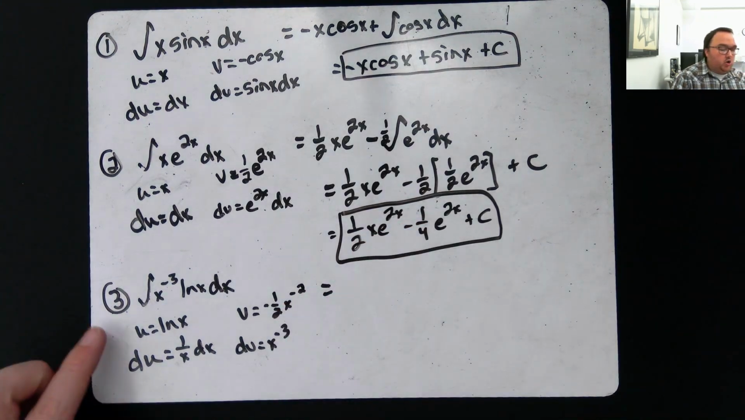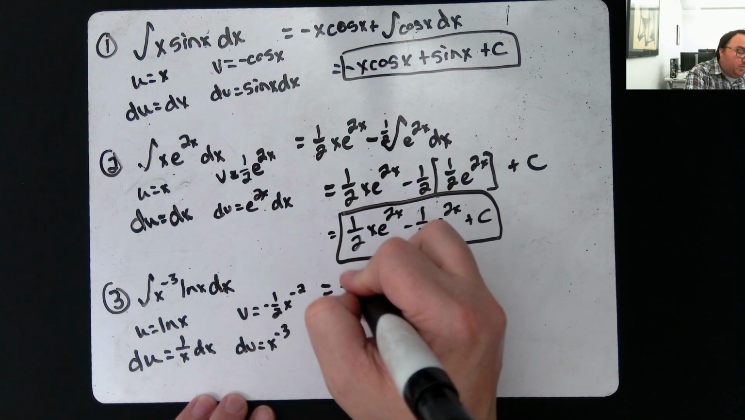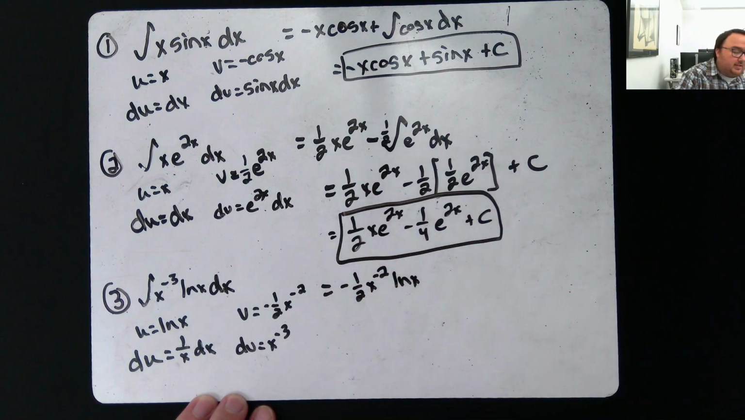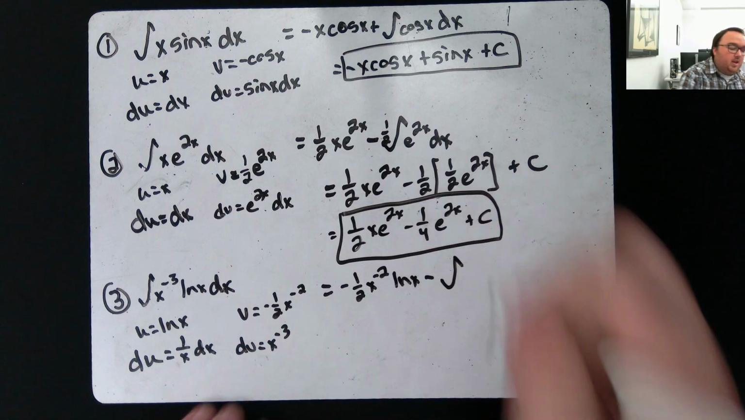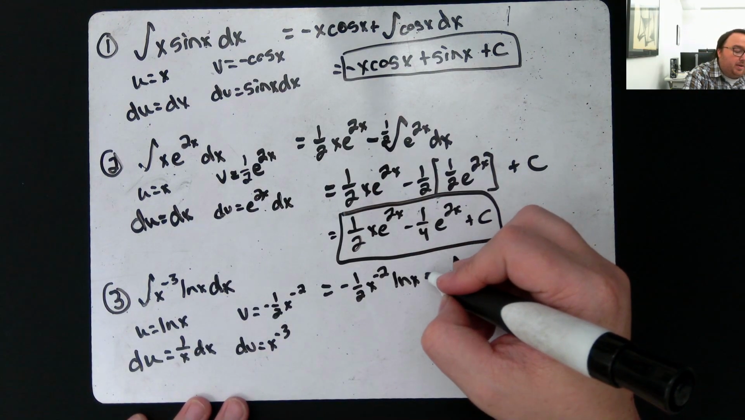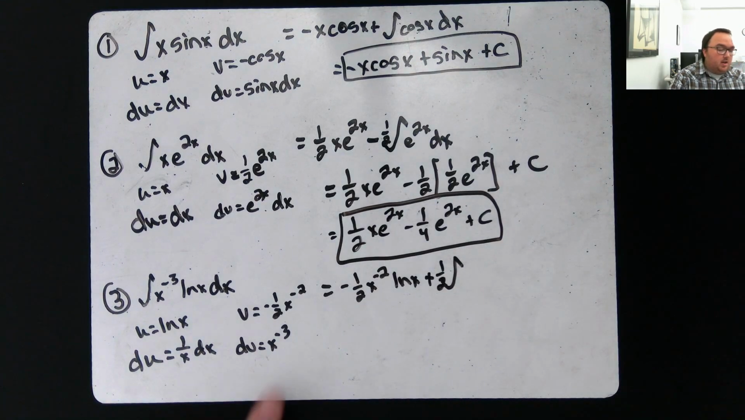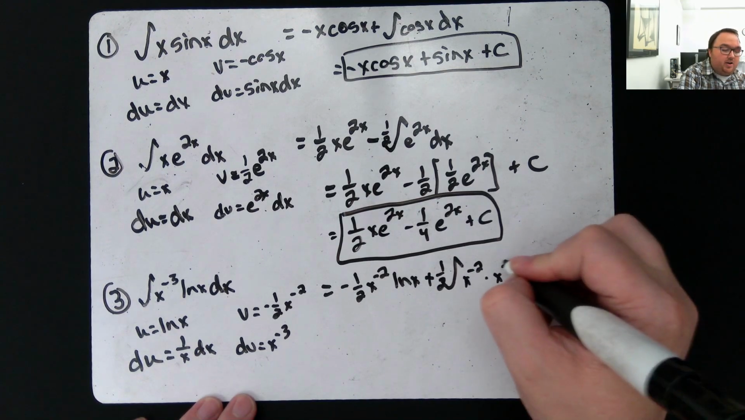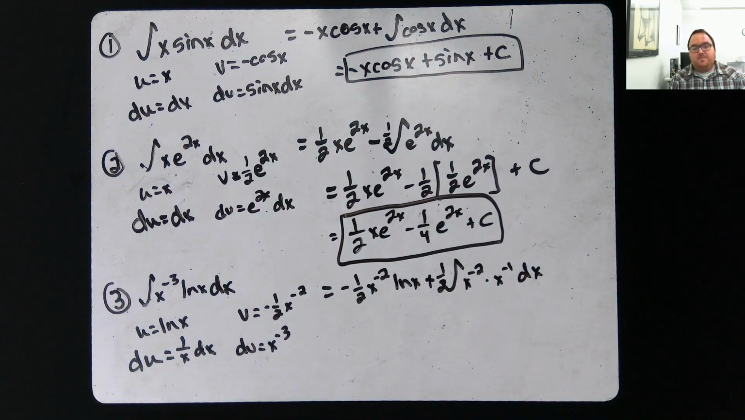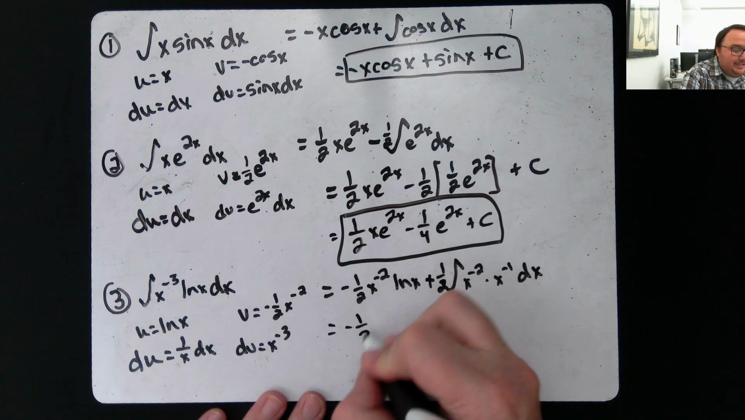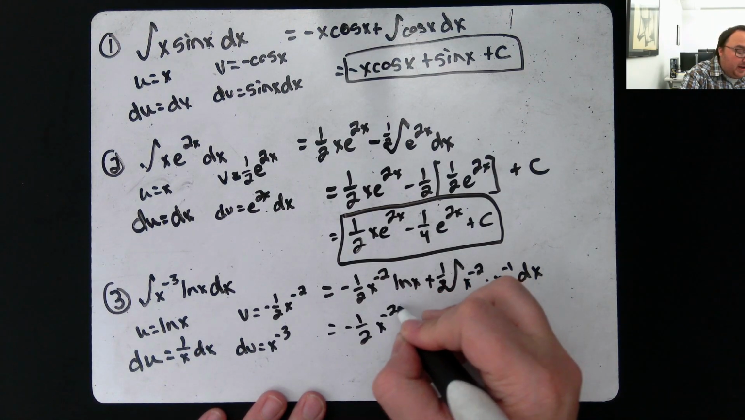So uv would be negative 1/2 x to the negative 2, natural log of x, minus integral v du. I can bring the negative 1/2 out front, which would make it plus 1/2 x to the negative 2 times 1 over x, which is x to the negative 1 dx. But look at that. That's really nice. Even though it's a product, I can simplify it.